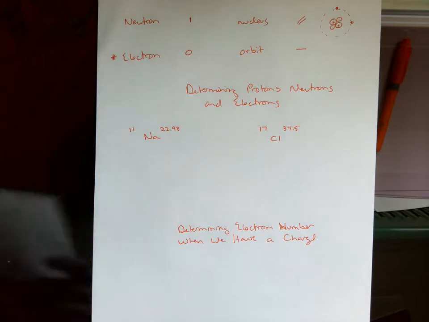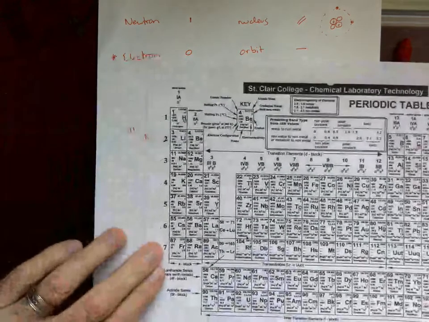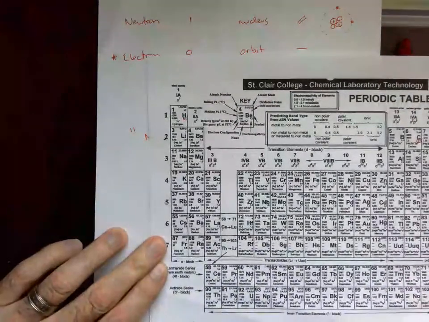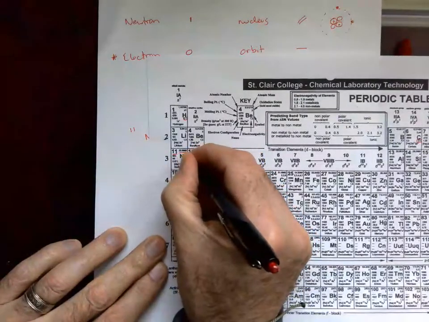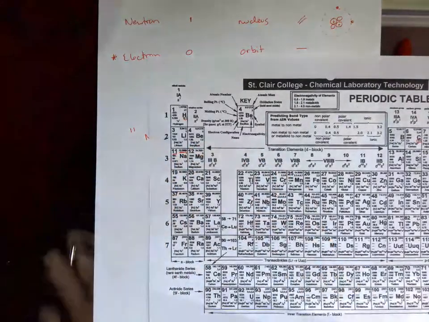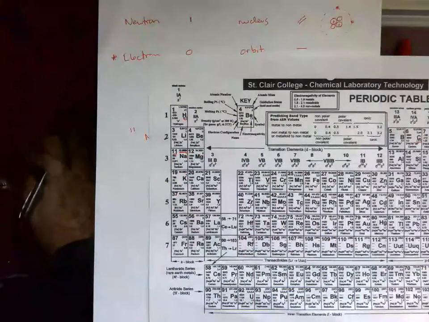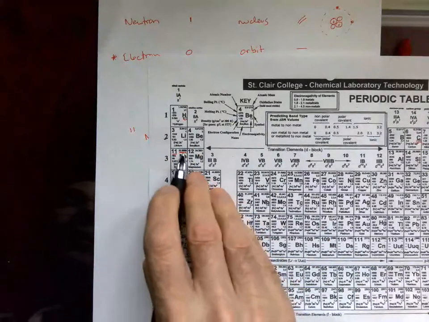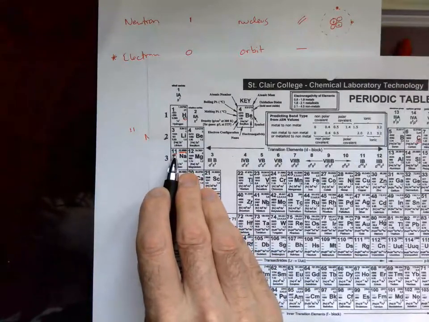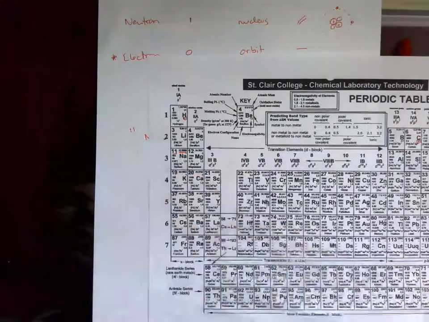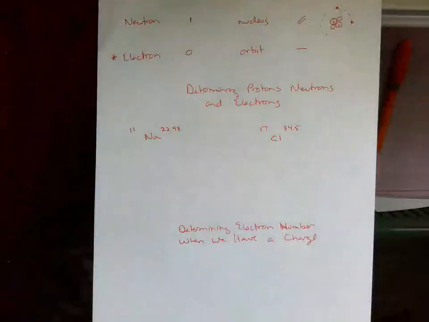Now, I'm going to give you a periodic table, so I will be emailing this out to you, and you're going to see 2 important numbers. Well, there's many important numbers, but 2 to start out with. The atomic number is 11, and the atomic mass is 22.9 for sodium. So there's where we get our atomic number, and there's where we get our atomic mass.